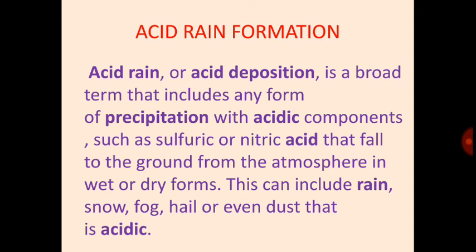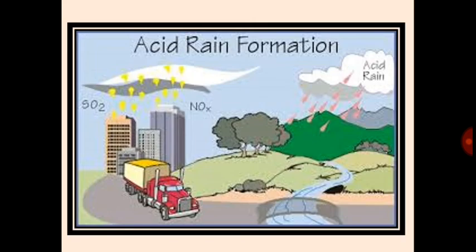Acid rain formation. Acid rain or acid deposition is a broad term that includes any form of precipitation with acidic components such as sulfuric or nitric acid that fall to the ground from the atmosphere in wet or dry forms. This can include rain, snow, fog, hail, or even dust that is acidic. So we should never go outside in acid rain. This is acid rain formation due to toxic gases like SO2 and NO2. It gets formed.